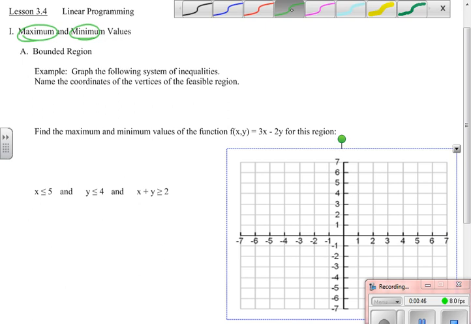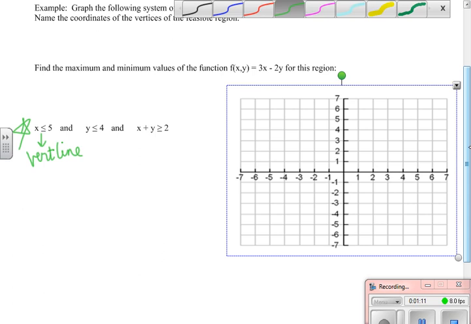So first of all, we're going to go ahead and graph these right away, and then we're going to name the coordinates of the vertices. So we're going to graph these three right here, just like we did in 3.3. So we have x is less than or equal to 5, and that, remember, is a vertical line. If we go over to 5, that happens to be a vertical line right here, and it's solid because it's less than or equal to. And if we think about where the x's are less than that, it happens in this direction.